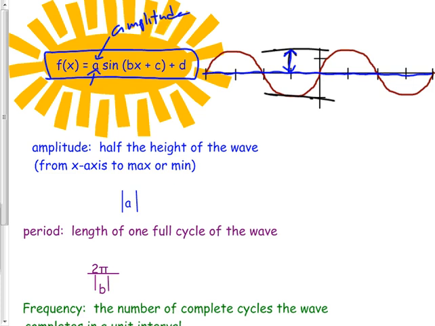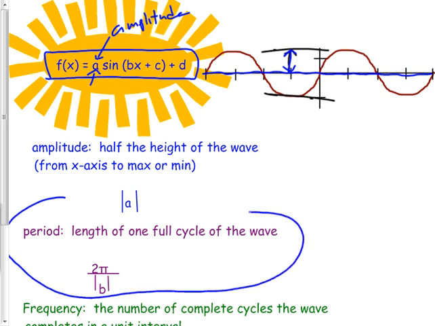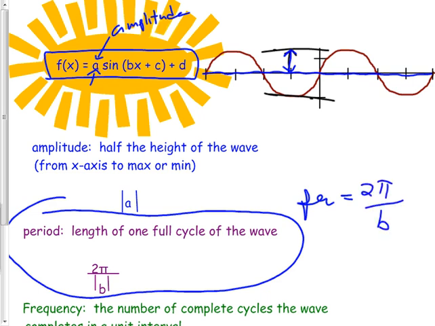All right, next thing, the period. The length of one full cycle of the wave. And it's 2 pi over the absolute value of b. Usually b doesn't have any negative on it, so I usually just shortcut that and say 2 pi over b. I know you're thinking, how could this be that important? It is. We use this one more than anything else. Period's 2 pi over b. You're going to use it over and over and over, so write it down. Period is 2 pi over b.